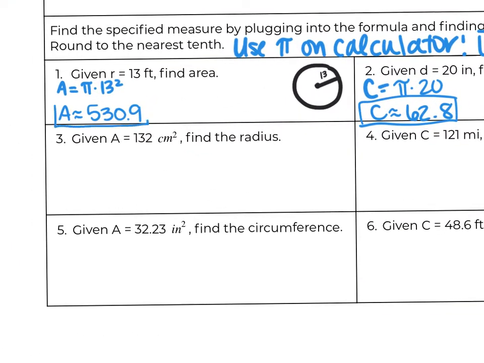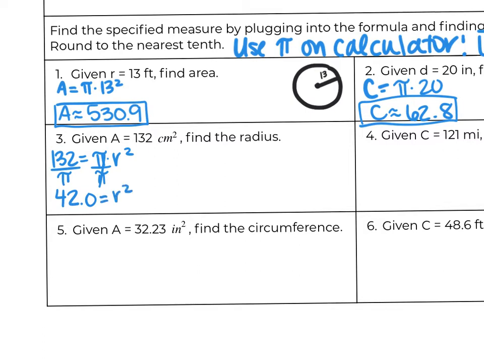All right, number 3, they give us the area, they want the radius. So instead of putting A here, I'm going to put 132 equals, and the rest of the formula is pi times r squared. So you want to think, okay, how can I get r by itself? Well, I can divide by pi. So 132 divided by pi is about 42, because it was 0.01, so just 42 really.